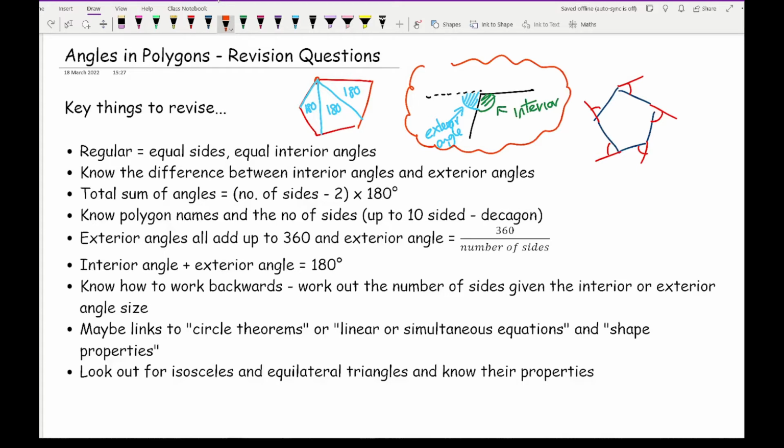So for example, for isosceles triangles, you've got 2 angles that are going to be the same and 2 sides are going to be the same. For an equilateral triangle, the interior angle is always going to be 60 degrees, and obviously all 3 sides are going to be the same.